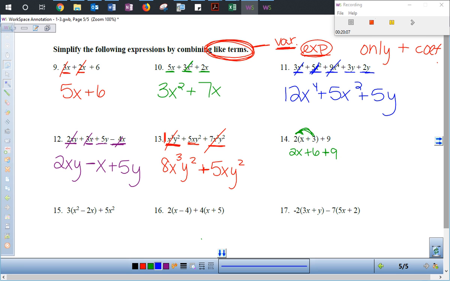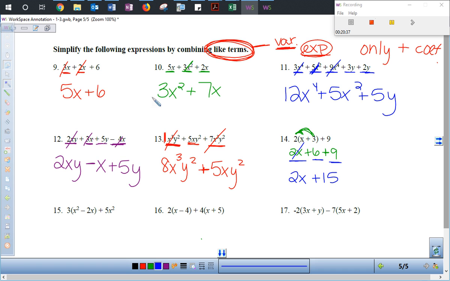Now we can combine like terms. Once the parentheses are gone, we get rid of that quantity, we can combine like terms. So the highest exponent that I see here is an x to the first. So 2x to the first, I don't see any other x's, so I'm going to bring it down and cross it out. And then I'm left with a 6 and a 9. Now those are both basic numerals. There are no variables attached, so I can just add them together and get 2x plus 15.